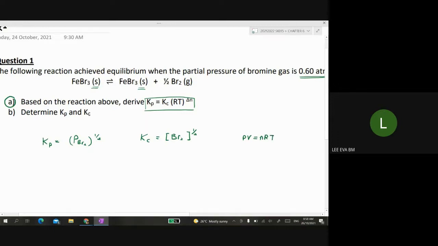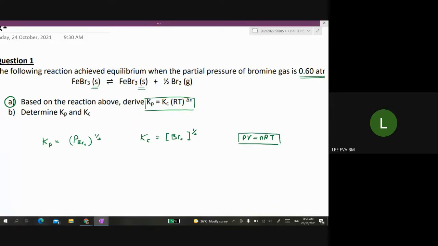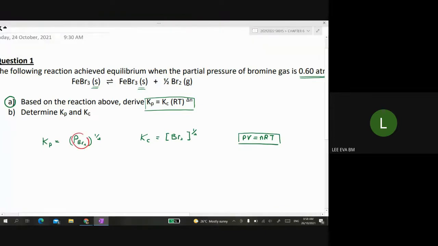RT as it related to the pressure. Okay, so we're starting from PV and RT. Because why? We want to substitute your PBr2. Okay, so we want to write the partial pressure of Br2. So we try to rearrange a little bit.